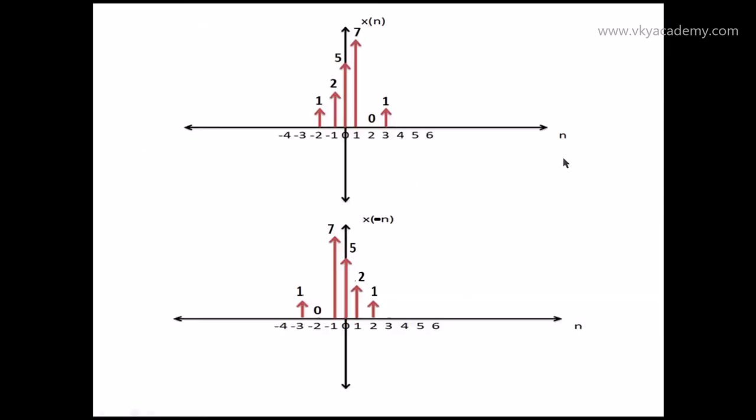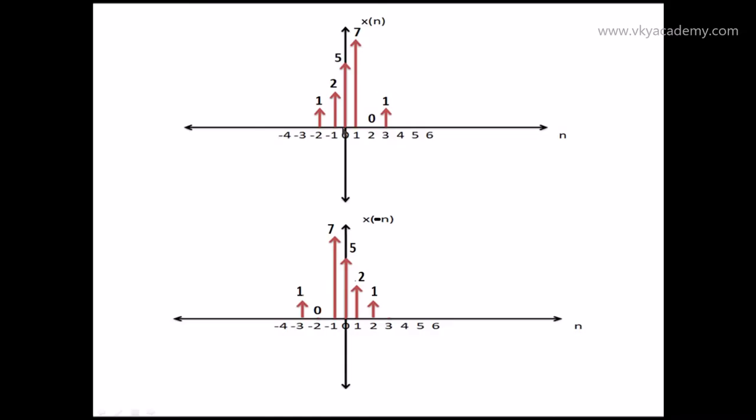Now as you can see on the screen, the first signal is my original signal. The x-axis is my time axis and the y-axis is my amplitude axis. So the time axis is n and the amplitude axis is x of n, because it is a discrete time signal. Now you can see that we have some amplitude at different time intervals. At -2 I have an amplitude of 1, at -1 it is 2, at 0 it is 5, at 1 it is 7, at 2 it is 0, and at 3 it is 1. So this is my original signal.